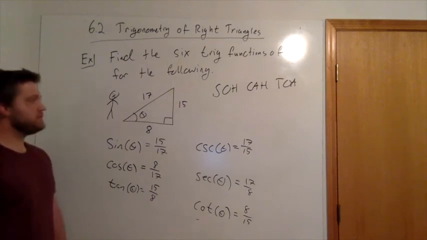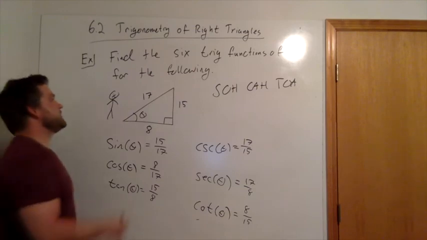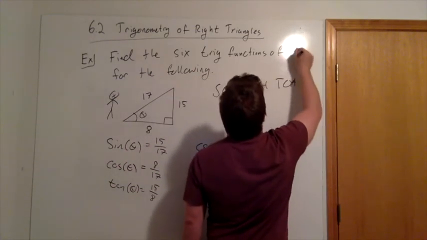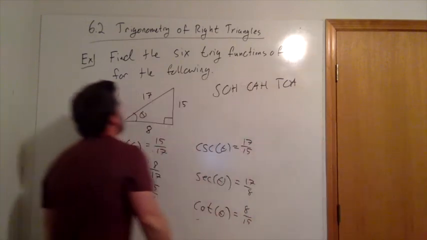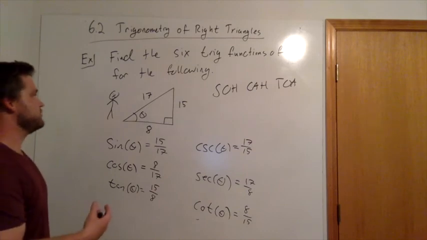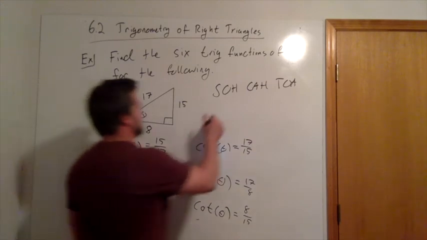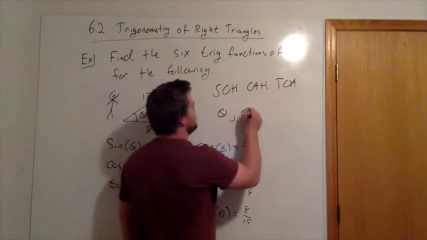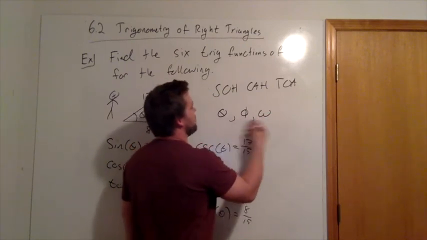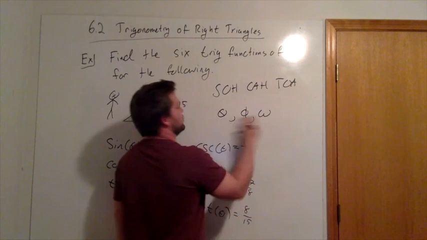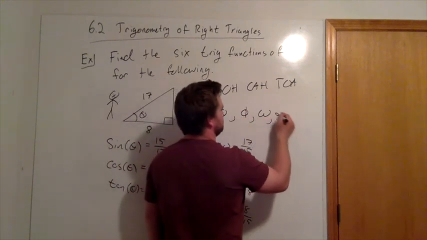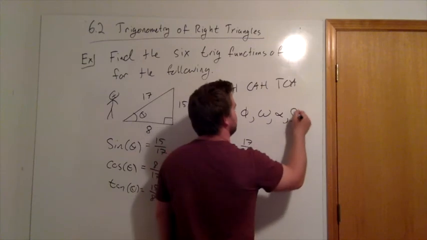Let's do a slightly different problem. Let's say we want to find all 6 trig functions, not of theta, but how about phi? This is the Greek letter phi. Oftentimes for angles we use Greek letters. Sometimes we'll use theta, phi is a common one, this kind of W is omega. These are, I would say, the most common Greek letters we use for angles. You actually sometimes might see alpha and beta.